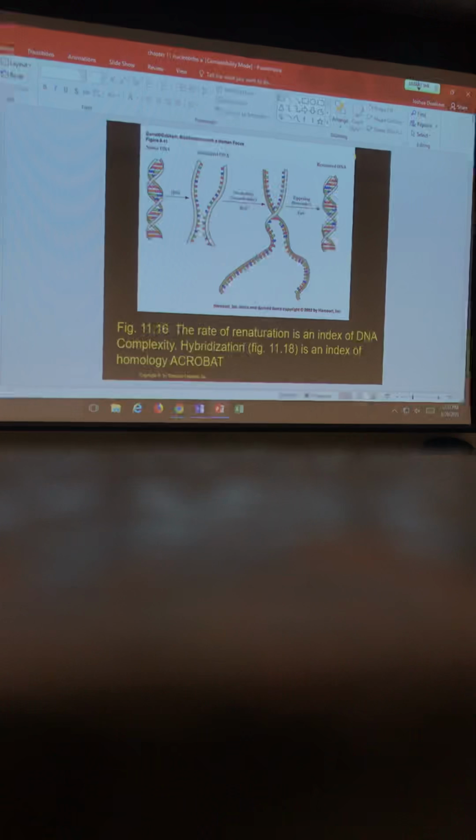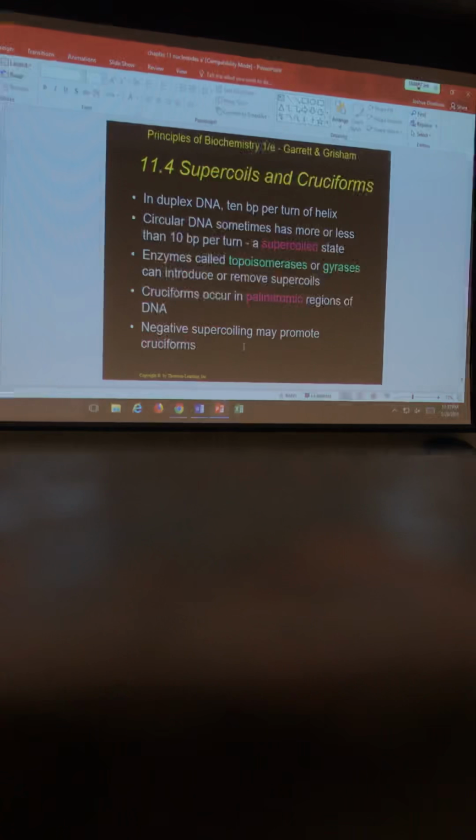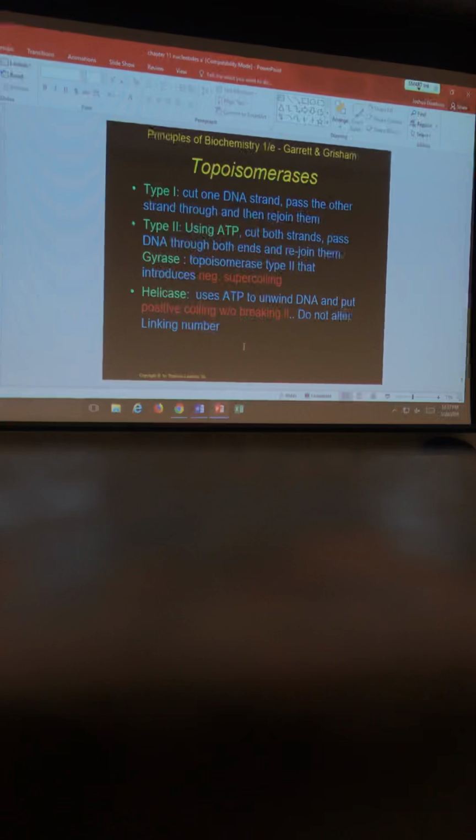Hybridization, very simply, is you take two DNA strands from different organisms and you see how well they base pair together. If they base pair very well together, they are more homologous to each other. They are more similar to each other in terms of their genomes. So you can create phylogenetic trees based off of DNA hybridization. All right, now we get to supercoiling.